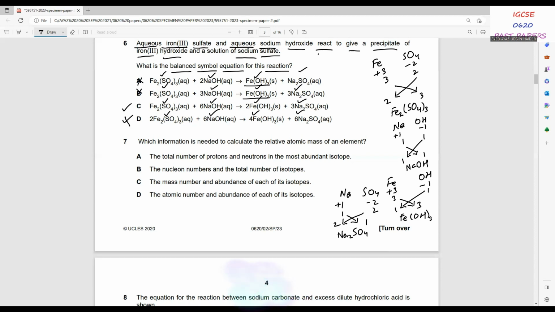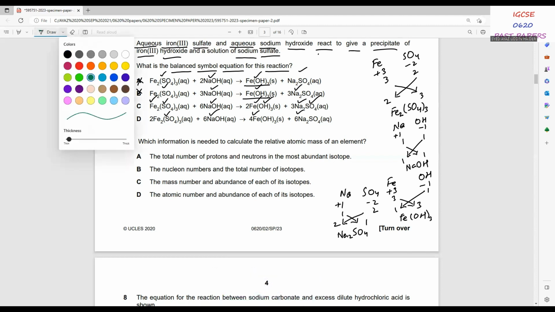Now count the number of atoms on the reactant and product side. We have 2 atoms of iron on the reactant side. On the product side, it's also 2. Sulfate ion is 3, and on the product side, sulfate ion is again 3. Sodium is 6 moles on the reactant side. On the product side, 3 multiplied by 2 is 6 moles. This is also correct. What about the OH? It should be 6 moles on the product side. If you multiply 2 by 3 on the product side, you will get 6 moles of OH negative ion. So C will be the right answer.